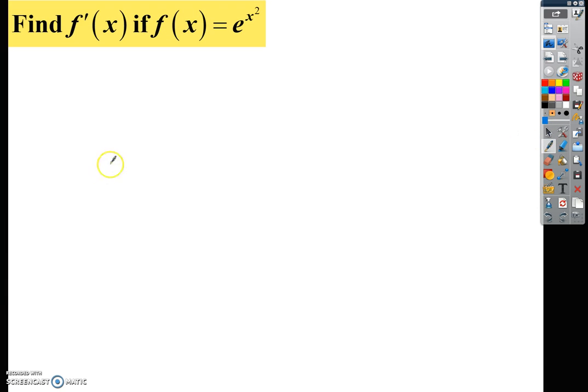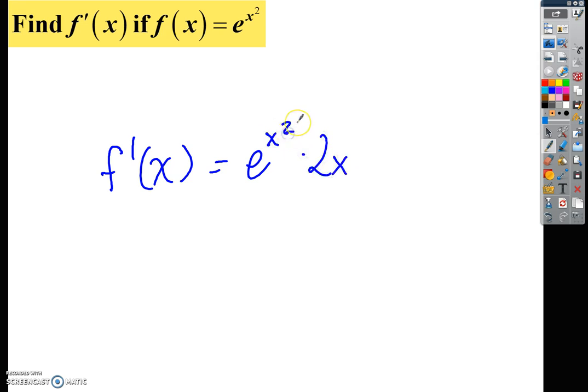Pause the video because I'm writing the answer down right now. So there you go. e to the x squared. The derivative is e to the x squared times 2x. No big deal.